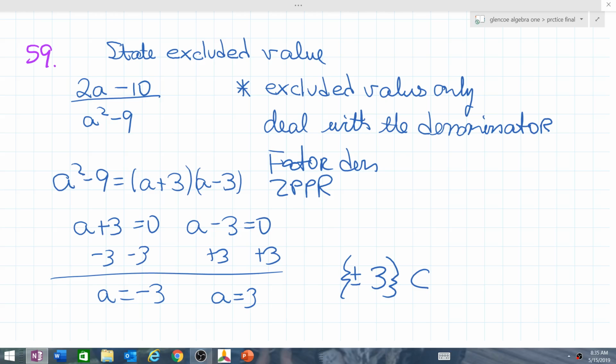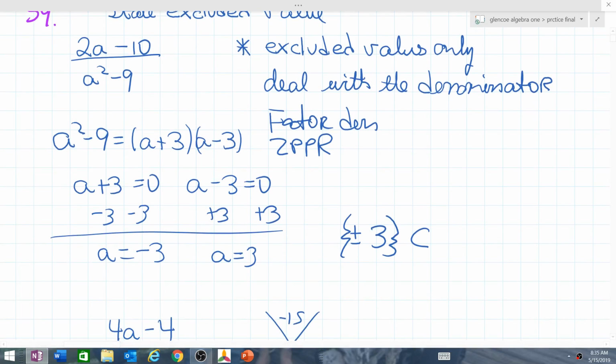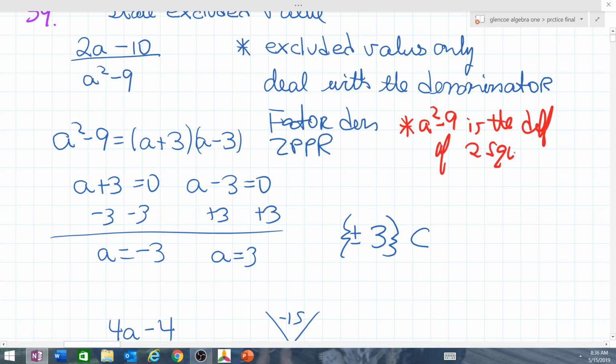Please remember the excluded values deal with the denominator only. So we factor the denominator. The denominator is a squared minus 9, which is the difference of two squares. Both terms are perfect squares, so it factors as a plus 3 times a minus 3. Setting a plus 3 equals 0 and a minus 3 equals 0, you get two solutions, positive 3 and negative 3.